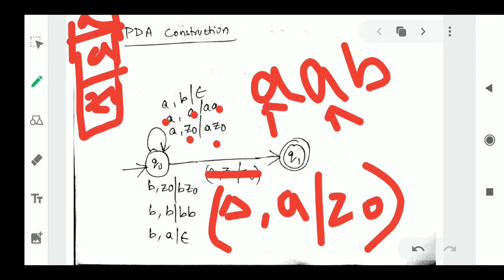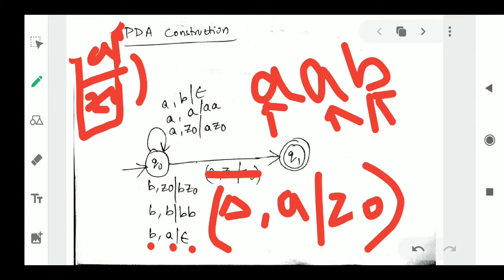Now, the next input symbol we are going to read is B, and the top of the stack is A. Input symbol is B, top of the stack is A. What we will do is perform a pop operation. What do you mean by pop operation? We are going to delete one element at the top of the stack. Now the stack is remaining with only A Z0.